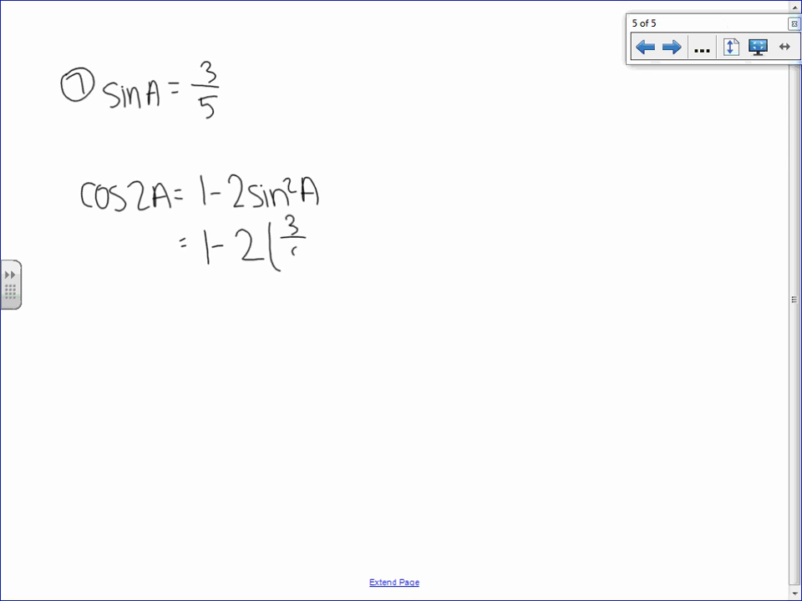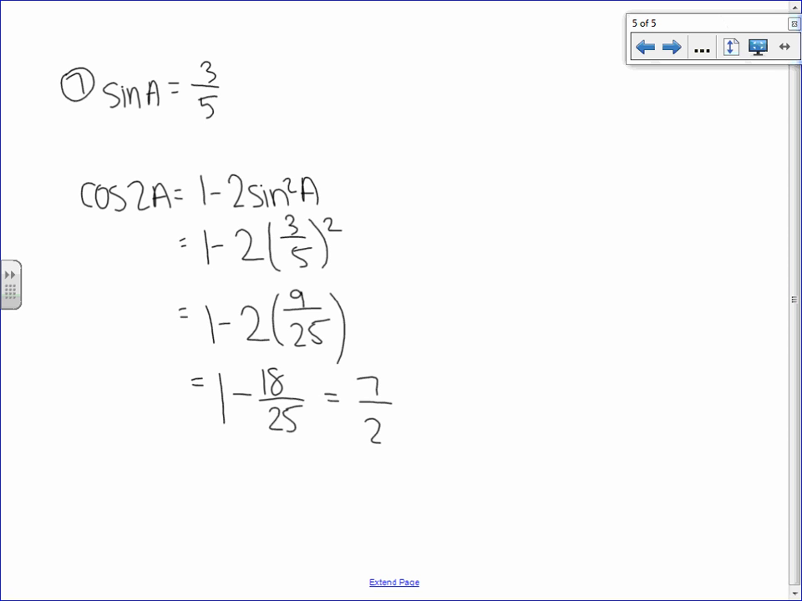So that's 2 times 3/5 squared. 3/5 squared is 9/25. Square the top, square the bottom. So that's going to be 1 minus 18/25, which I do believe is 7/25. And bingo, bango, done. That was not a multiple choice question, so that is just your final answer. Moving on, number 8.